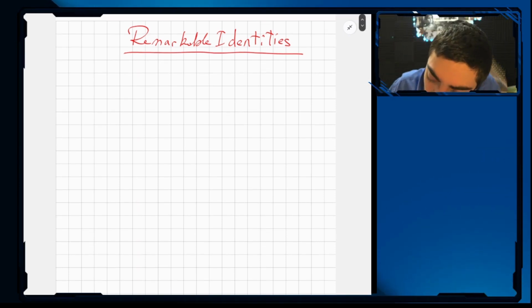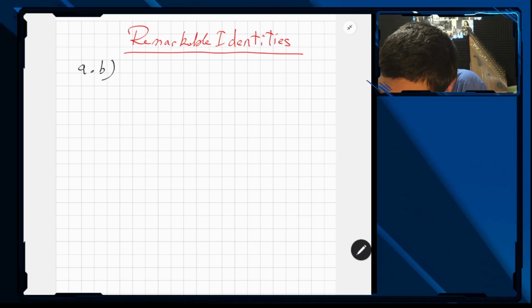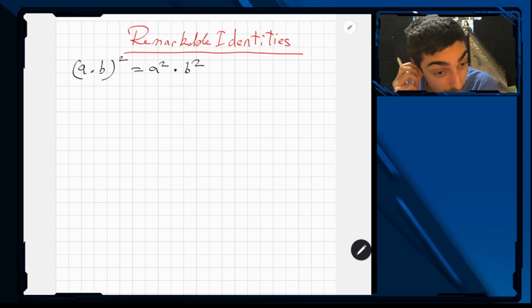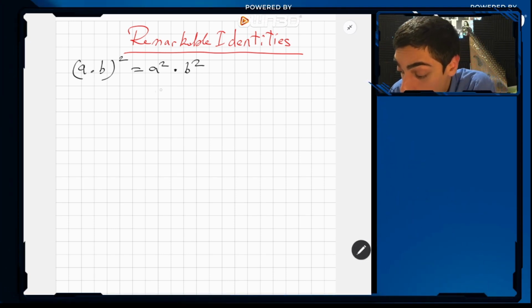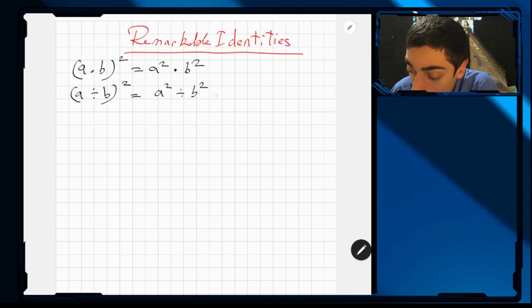So you have a times b, the whole thing squared. We know this gives a squared times b squared. Any two numbers multiplied, the whole thing to the power gives the power splitting. A divided by b, the whole thing squared, gives you a squared divided by b squared. We know that as well.